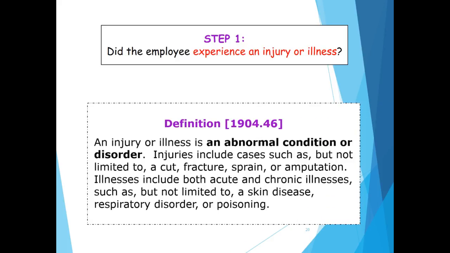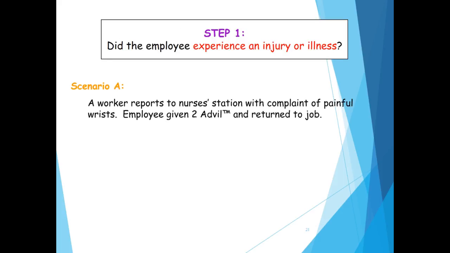So the very first thing is, did your employee experience an injury or illness? You have here a definition saying an injury or illness is an abnormal condition or disorder. Injuries include cases such as, but not limited to, a cut, a fracture, a sprain, or an amputation. Illnesses include both acute and chronic illnesses, such as, but not limited to, a skin disease, respiratory disorder, or poisoning. So you have to determine that.